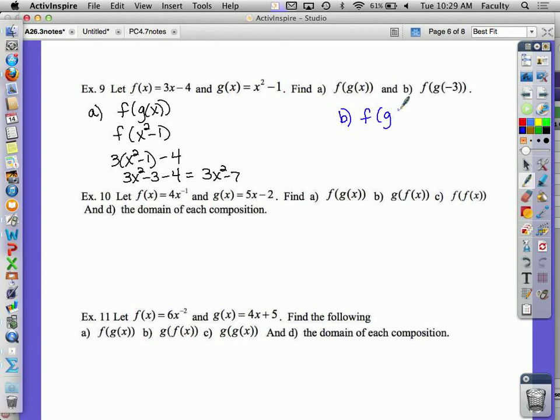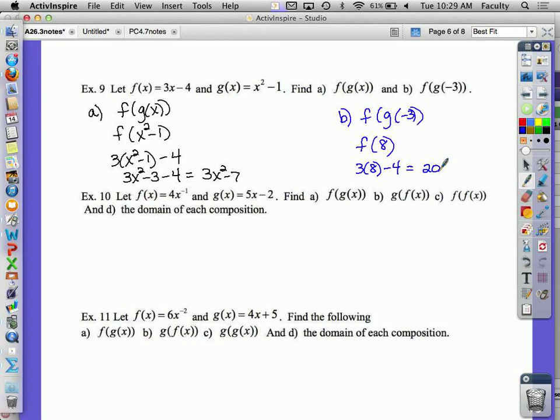Letter B. With numbers, you're just going to plug them in. So I have f of g of negative 3. So I'm going to do the inside. g of negative 3, you come here, and it says that's negative 3 squared, which I know is 9, minus 1. So that's 8. And then I have f of 8, which is 3 times the input, minus 4. 24 minus 4 is 20. Does this make sense? Okay.